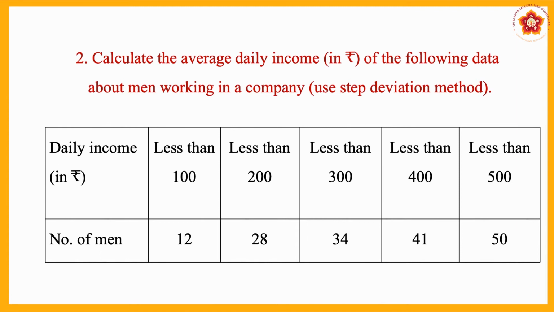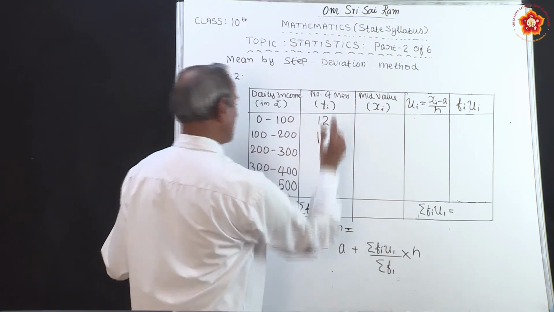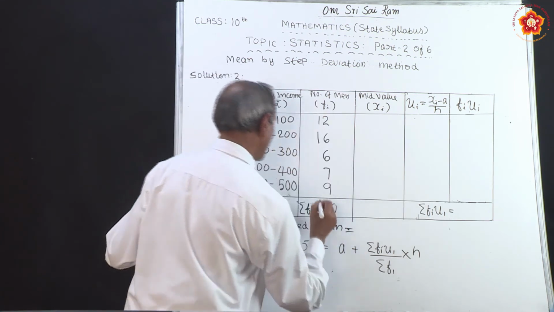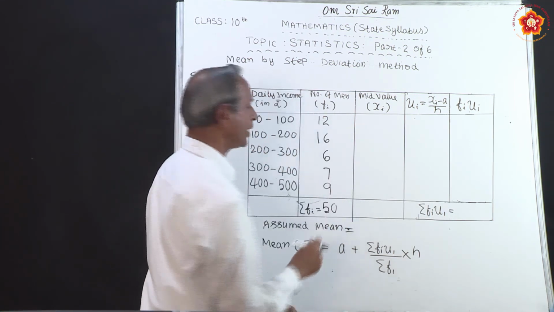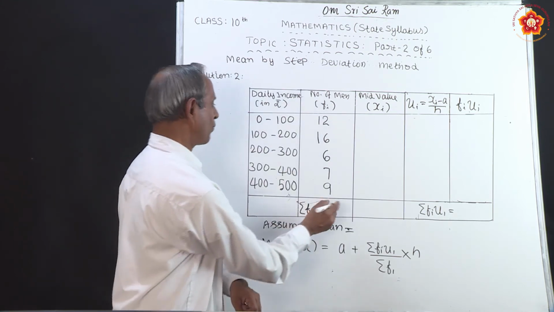Now less than 500, 50 members are there. To get the class 400 to 500, how many members are there? You have to subtract 41 from 50. You will get 9. Whether you have done properly or not, if you add up all these frequencies, you should get 50. If it is 50, then only it will be correct. Let us add all this now: 12, 16, 6, 7, 9. The total frequency is 50, therefore we got the value 50.